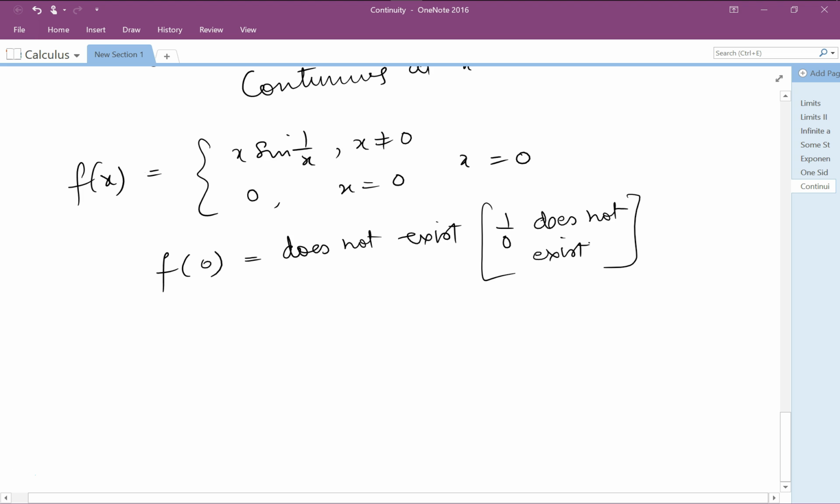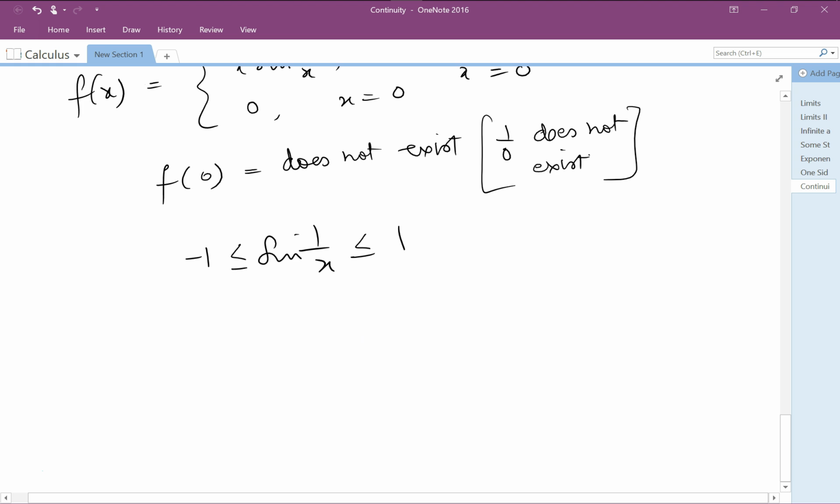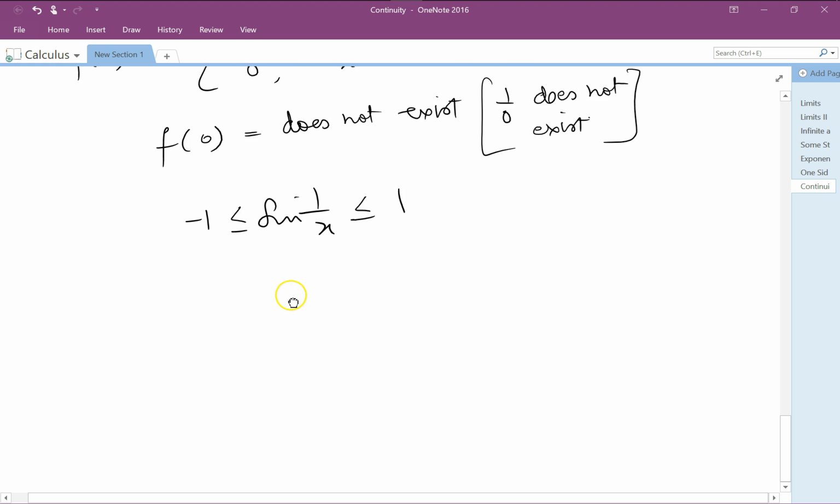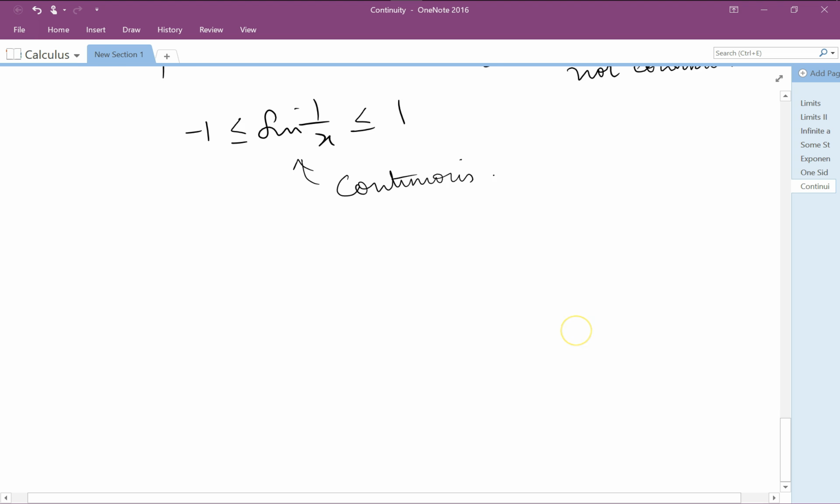But if we restrict our domain, if we say sine 1 by x, 1 by x is between -1 and 1, in that case it is continuous. But then we are putting a restriction on its value, so you need to be careful about that. So here it is not continuous, but if we put a restriction, then it becomes continuous at x equal to 0.